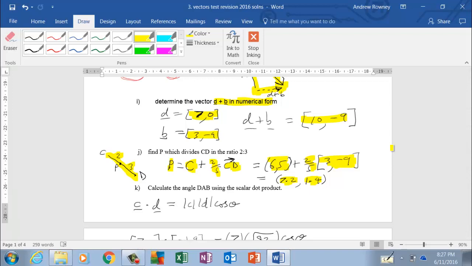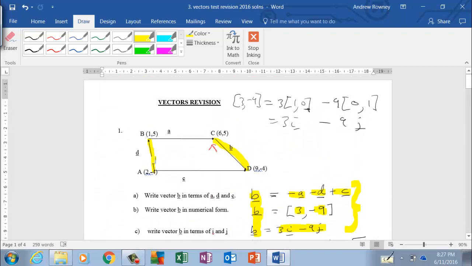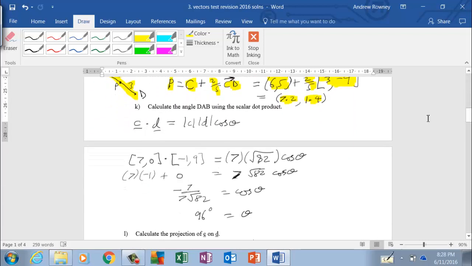All good to go. Alright, calculate the angle DAB using the scalar dot product. DAB is sitting here, that angle there. So we want to dot that vector with that vector. We always have the vectors with two tails heading away from each other when we dot them. So the dot product is equal to C D cos theta.